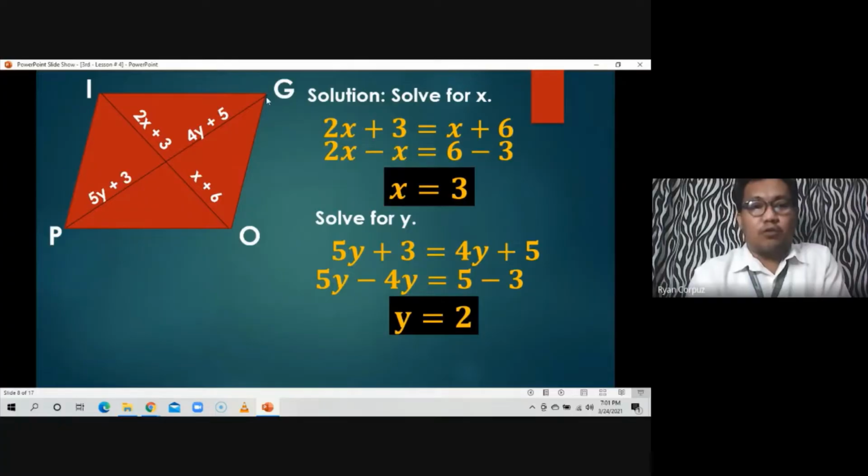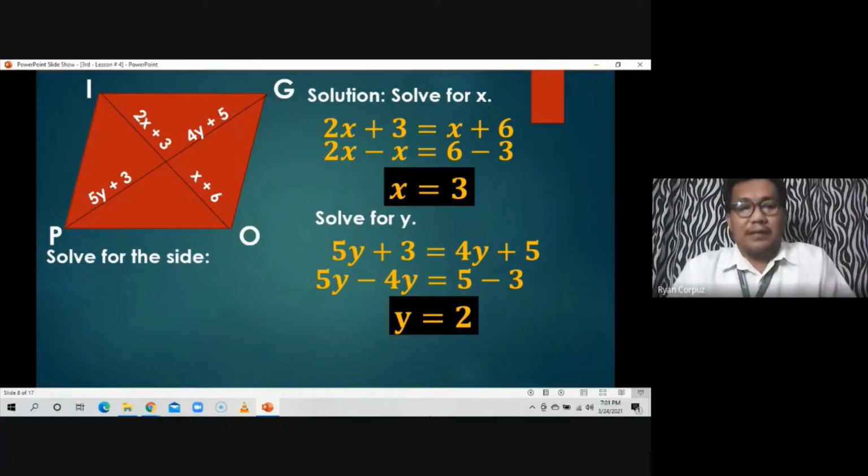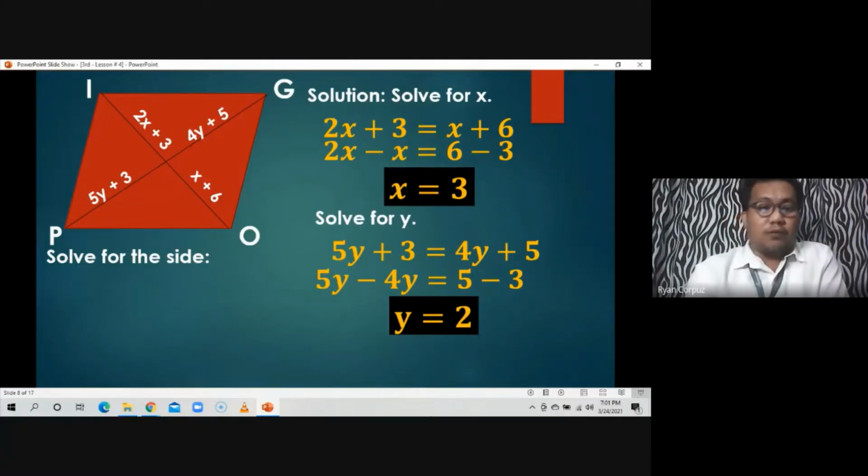What you're going to do is to find for the measure of the third side. It so happened that it is the hypotenuse of it. So, we have to solve first for the measure of the side. Kailangan muna natin hanapin yung measure of the side before we find out for the perimeter of that given rhombus. To find for the measure of the side, we can make use of the Pythagorean Theorem.